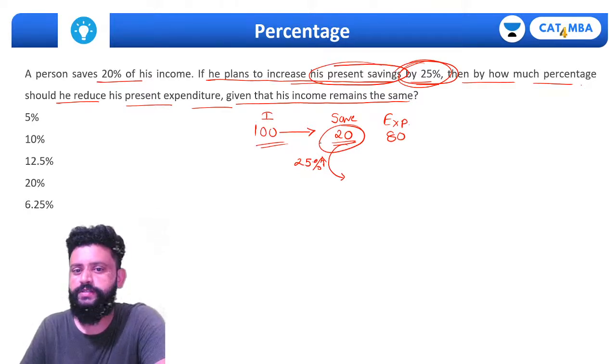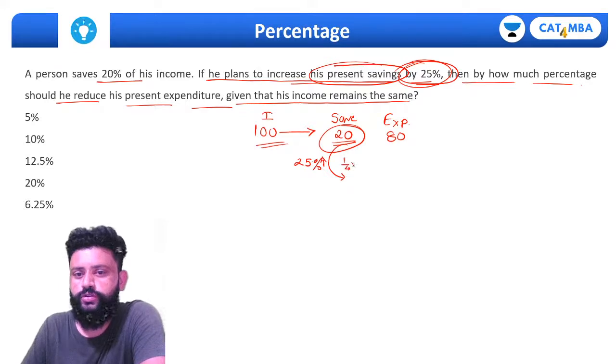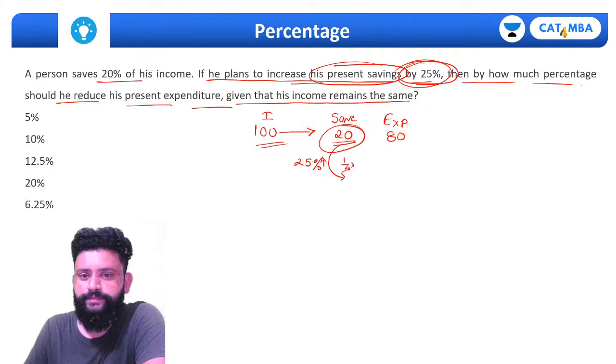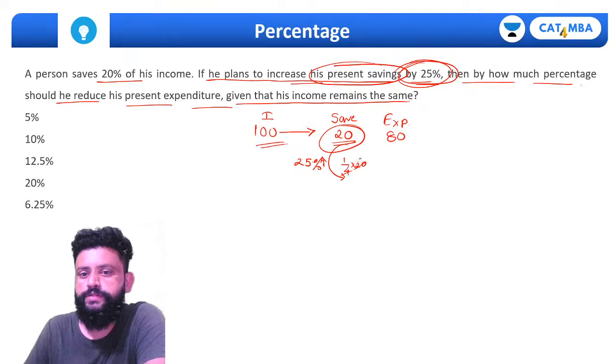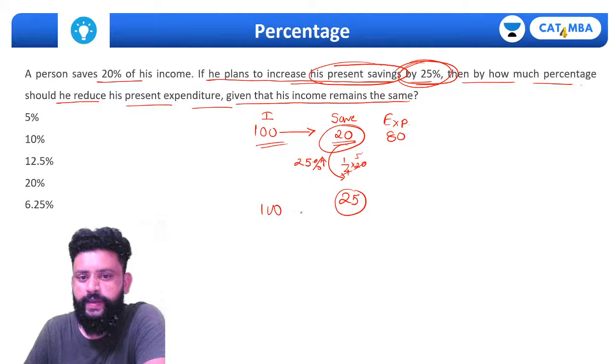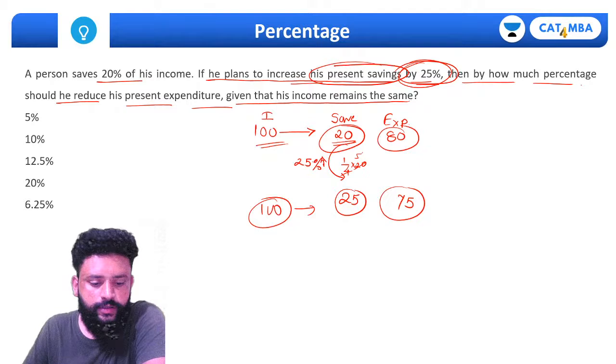सेविंग्स का 25% होता है 1/4. 1/4 ऑफ 20, 25% का फ्रैक्शन है 1/4. राइट, सो दैट कम्स आउट टू बी 5. सो सेविंग्स होना चाहिए 25 रुपए. तो 100 रुपए कमा रहा है, इनकम तो उतना ही रहेगा. 25 रुपए सेव करना है तो वो एक्सपेंडिचर कितना करेगा? 75. Right?